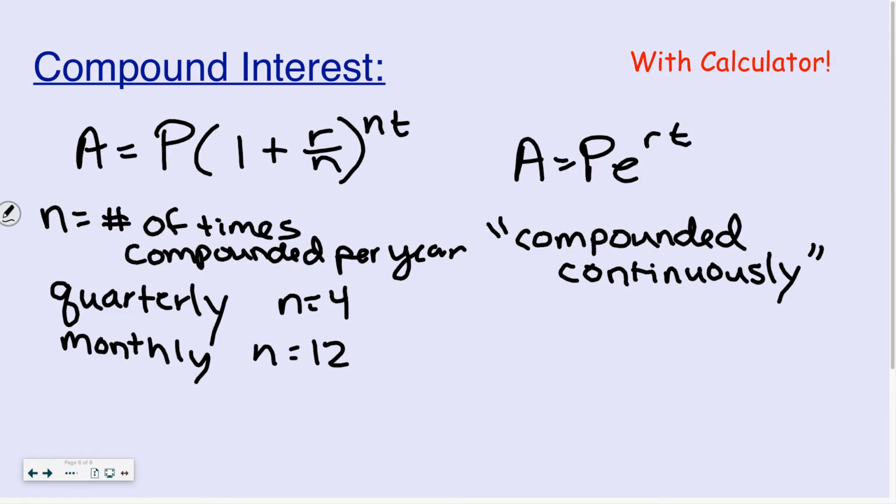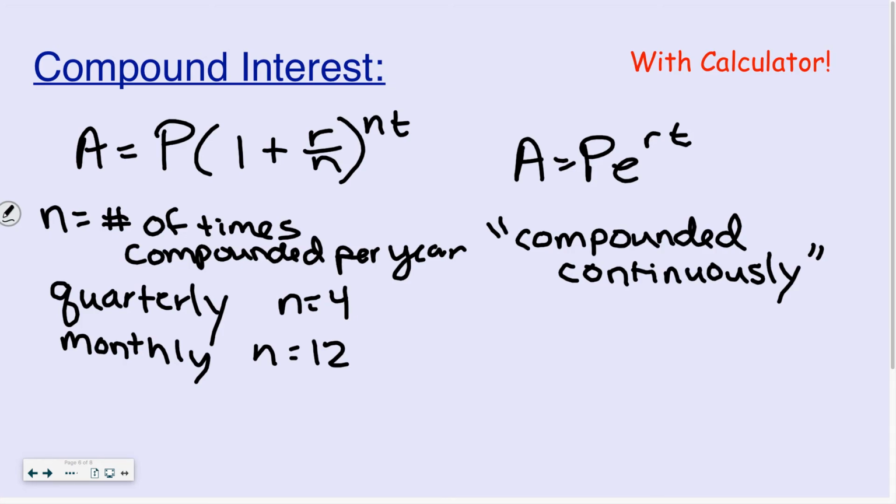What if you read a problem and it never said the word compound? How often do you think it would be compounded if I never specified? Once a year. Okay, if it never says compounded a certain number of times, whether that be quarterly, monthly, continuously, then you'll just assume it's simple interest, which would be compounded annually, once a year.